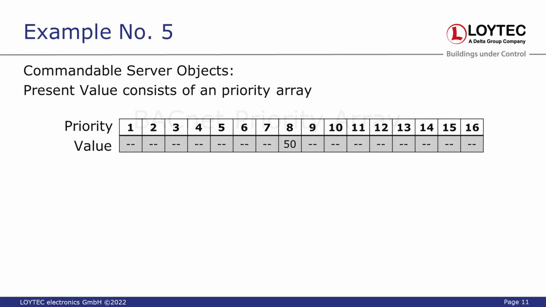Example number 5. Commandable BACnet server objects implement a so-called priority array for the property present value. This array consists of 16 entries, whereas 1 is the highest entry and 16 the lowest one. A value which has been written on a higher priority overrules any value which is written on any of the lower priorities. Values on the priority array can be relinquished. This will result in the next available lower priority to be valid again. Priorities do not need to be relinquished to be assigned a new value.